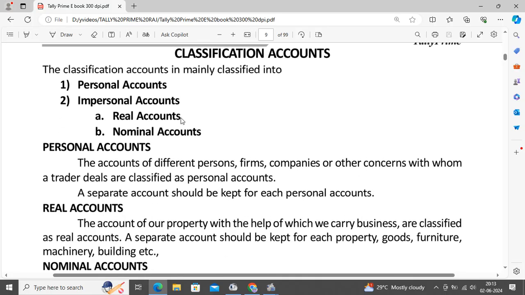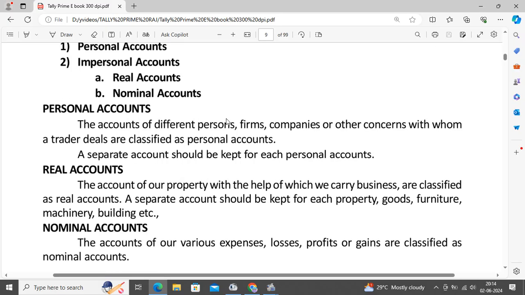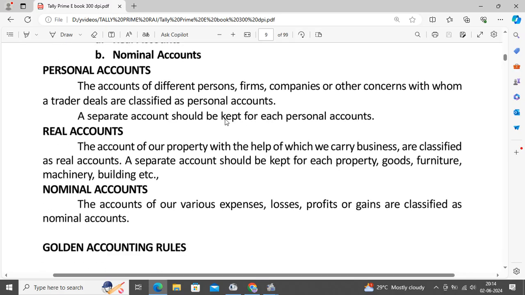Next comes classification of accounts. There are two types of accounts: personal account and impersonal account. In impersonal account, one is real account and another is nominal account. First, we will take personal account. The accounts of different persons, firms, companies, or other concerns with whom a trader deals are classified as personal accounts. A separate account should be kept for each personal account.